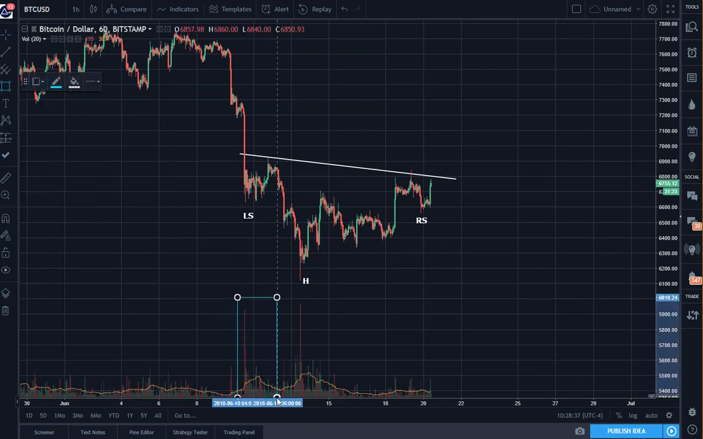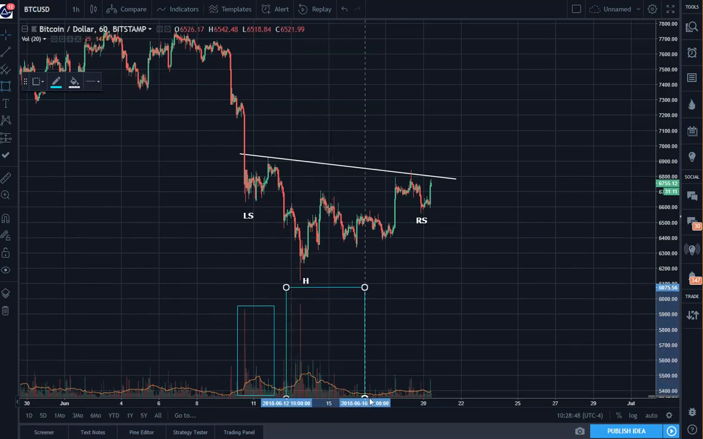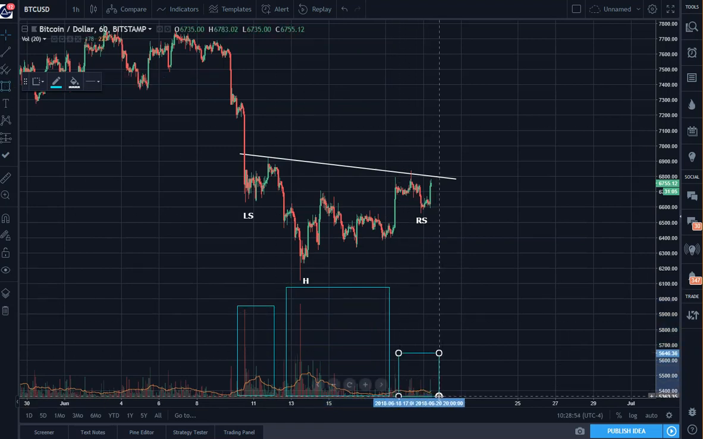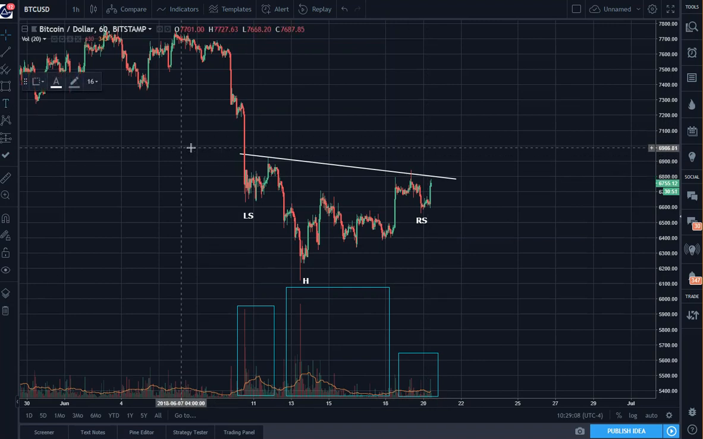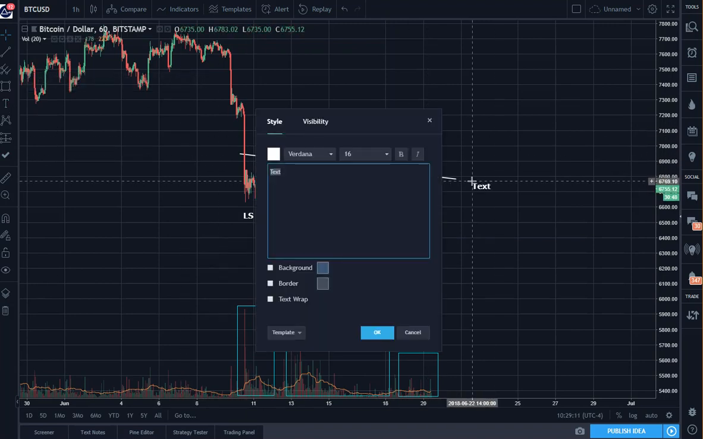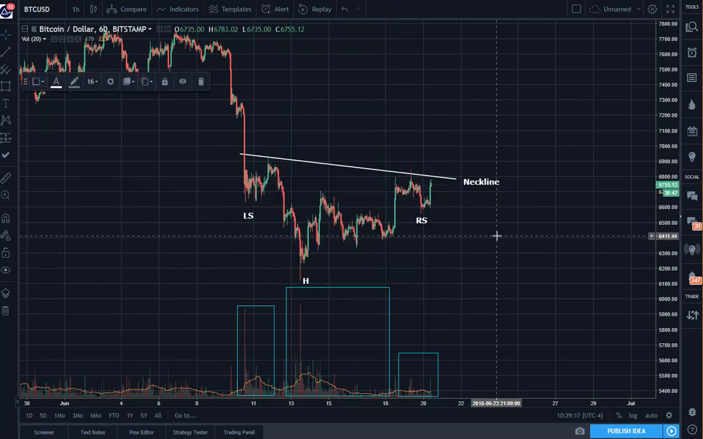Keep it in a rectangle. Like that. And the right shoulder volume. So we have, I think, approaching a point where the pattern is complete or near completion. Here is the neckline.